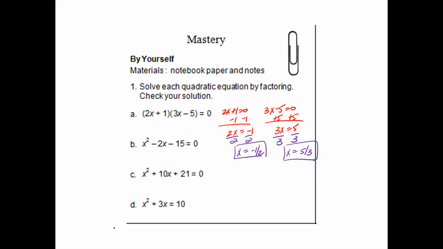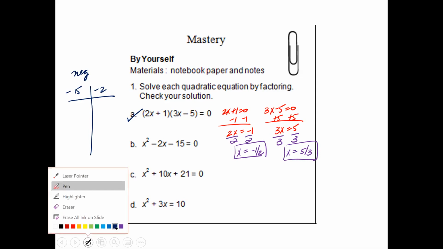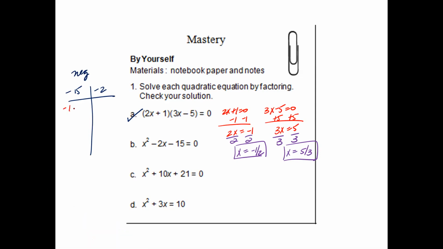All right, let's take a look at letter B. A is completely done. For letter B, notice that your last number is -15, so I'm going to create a little chart. -15. Your middle number is -2, and you're going to use negative numbers. Looking at this, I could do -1 and 15, +1 and -15, -3 and +5, 3 and -5. Which one of those adds up to give me -2?